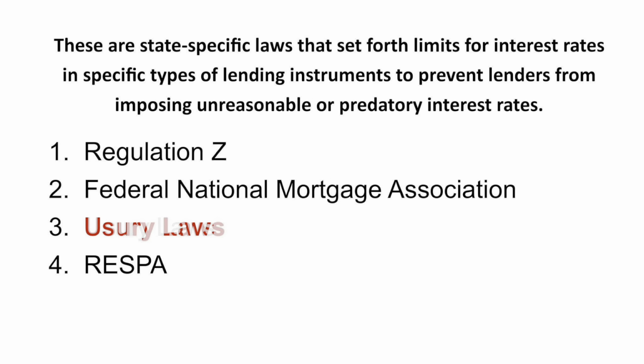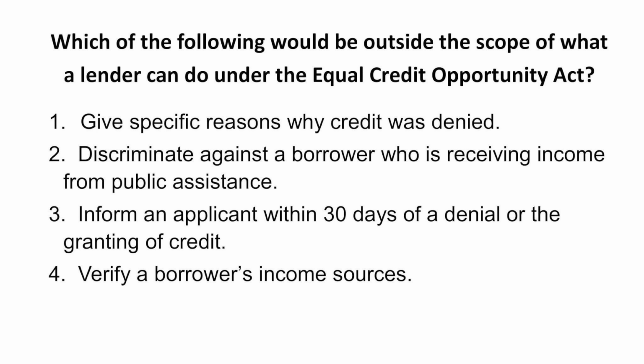Your answer to this is number 3. Those are the usury laws. Those are state-specific laws that set forth limits for interest rates in specific types of lending instruments to prevent lenders from imposing unreasonable or predatory interest rates. So your answer is number 3, usury laws.